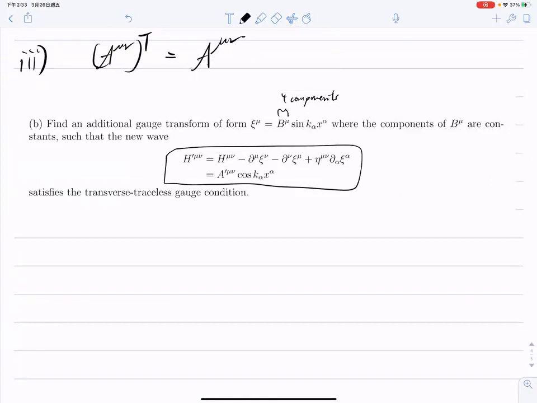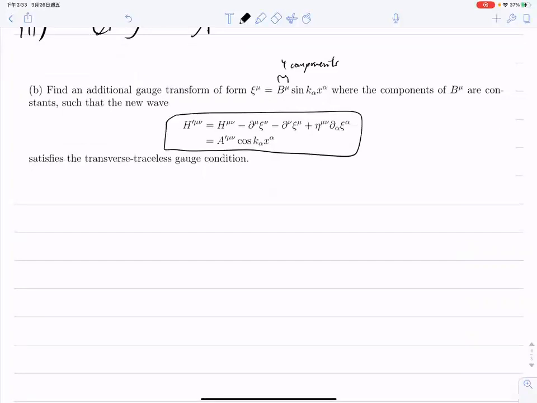So basically, now we do a general transformation, and we want to see what B mu and A prime mu make H mu nu, under a coordinate transformation, which is the gauge transformation, satisfy the TT gauge. Basically, what you have to do is just substitute all the components, substitute the xi mu into the equation, and then you can know it. It's very easy.